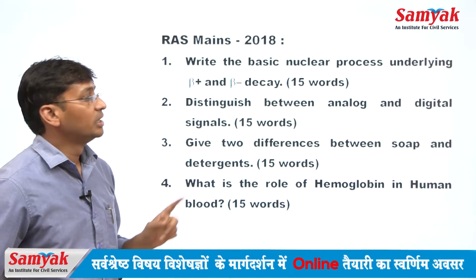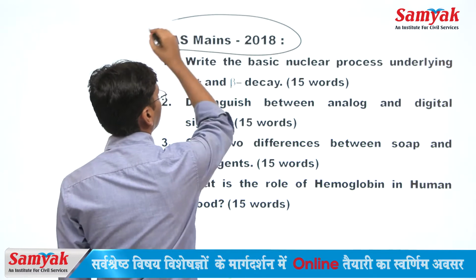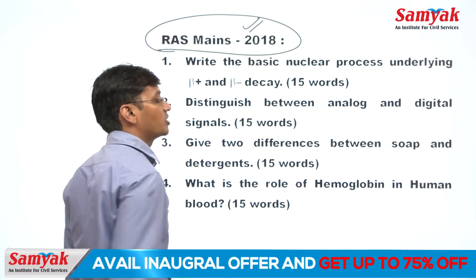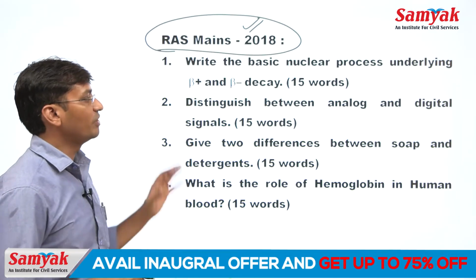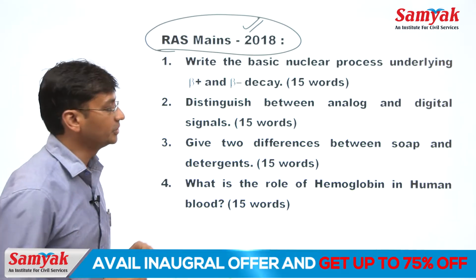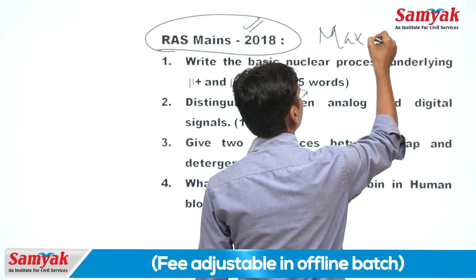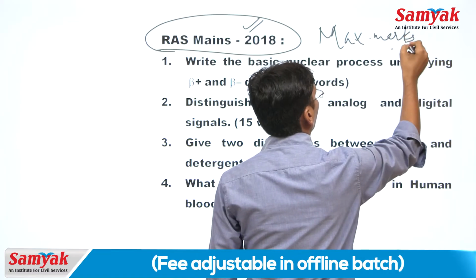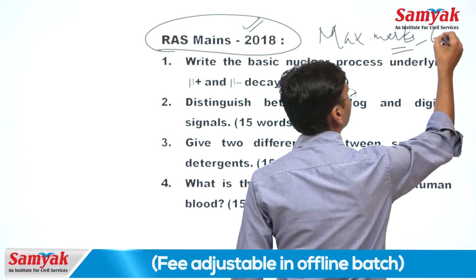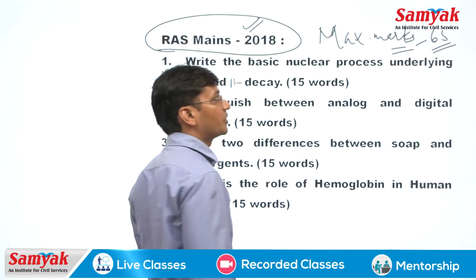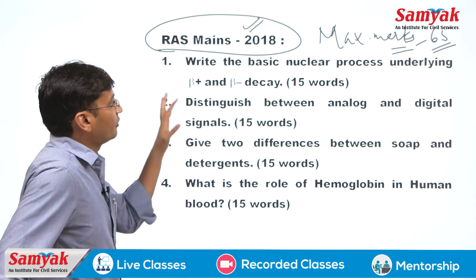Now, we are going to see the RS Mains 2018 paper. Basically, this paper, that is of the RS Mains 2018, is directly related to our syllabus. So, we will have a discussion over each and every question. The maximum marks or the maximum weightage of this section is 65 marks. They have assigned this 65 marks. They may change it to 70 also. So, it can vary. So, the first question.